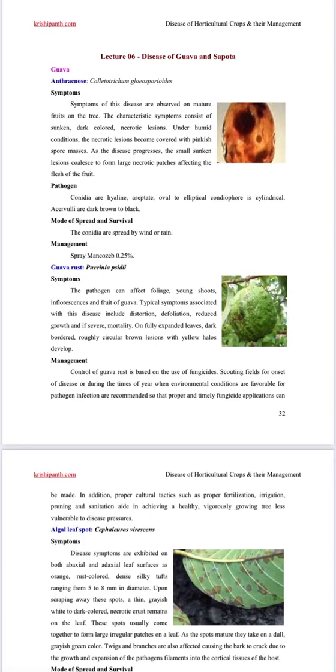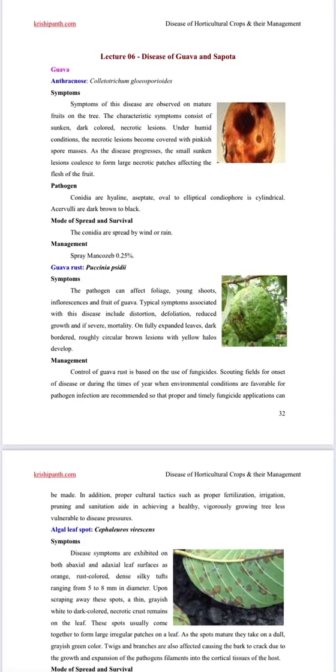Firstly, we will explain the scientific name of guava. The scientific name of guava is Psidium guajava, and next is the importance of guava. It is native to Mexico, Central America, and northern South America, and it is an important fruit crop of subtropical countries. In India, it is grown almost in all the states.